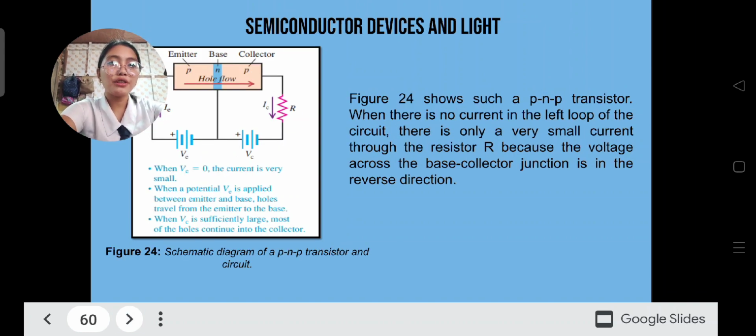Figure 24 shows such a p-n-p transistor. When there is no current in the left lobe of the circuit, there is only a very small current through a resistor R because the voltage across the base-collector junction is in the reverse direction. When a potential VE is applied between emitter and base, holes travel from the emitter to the base.